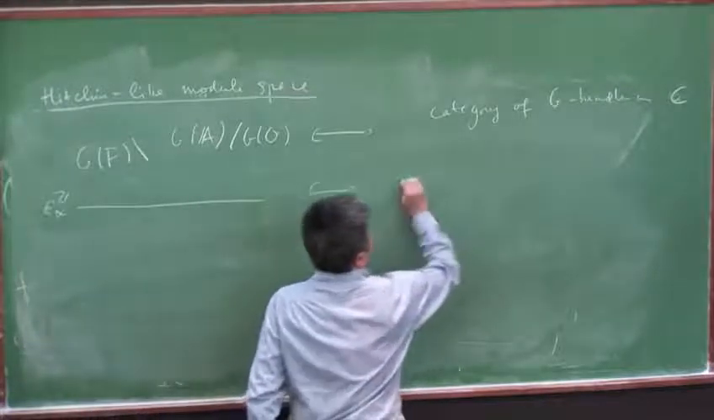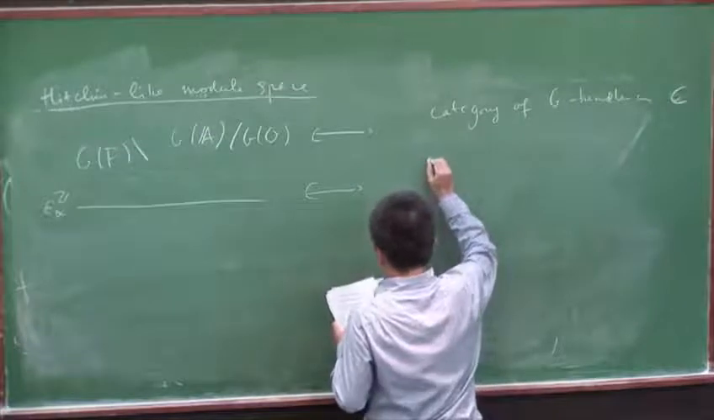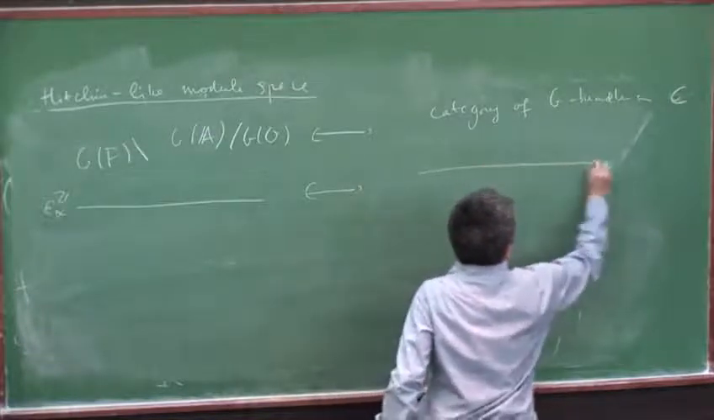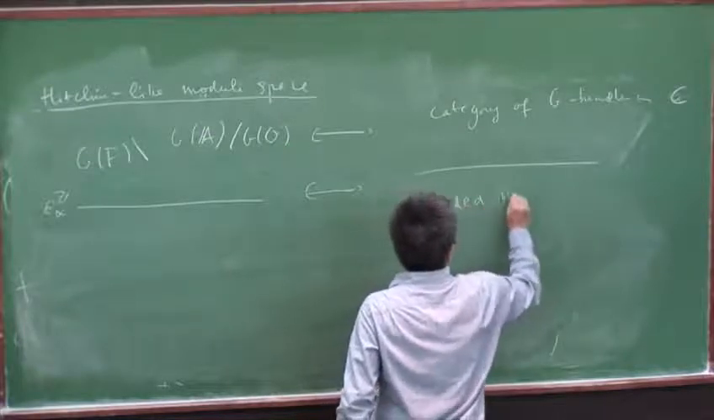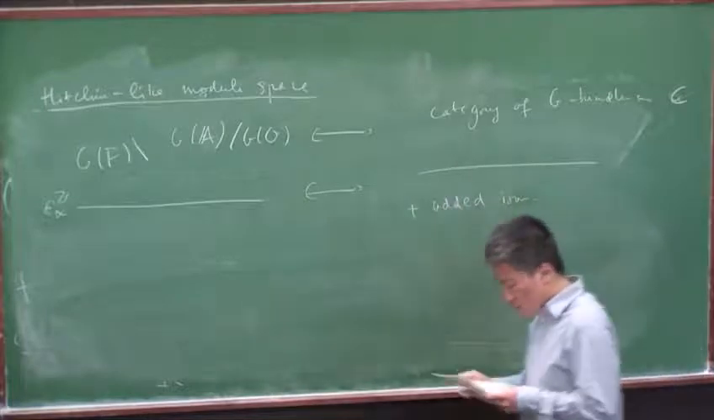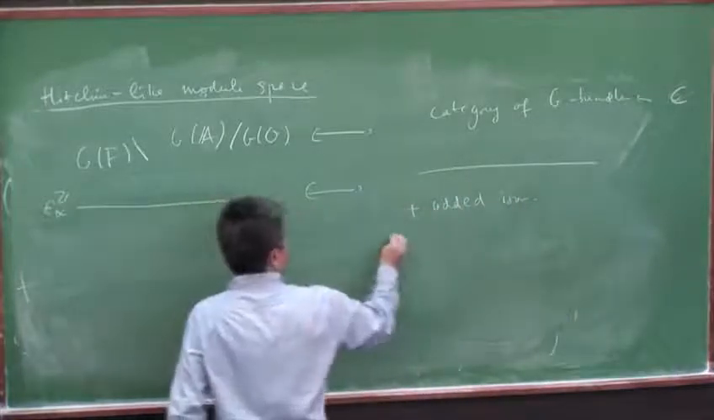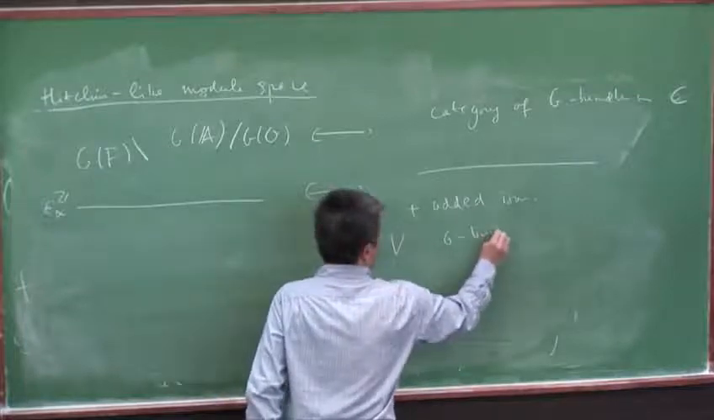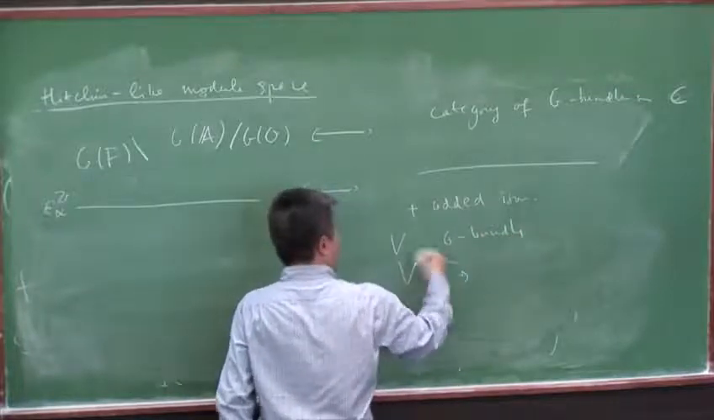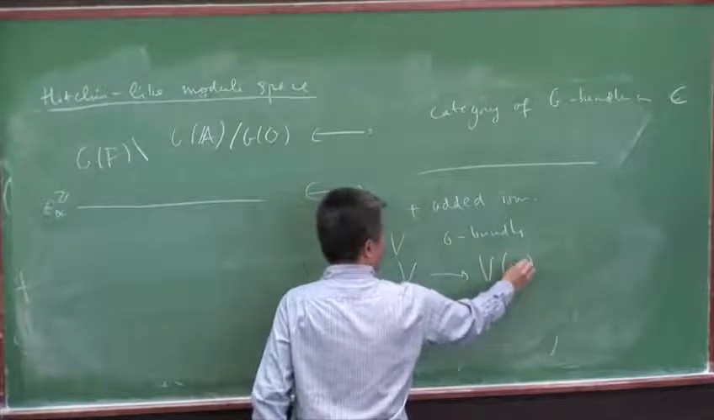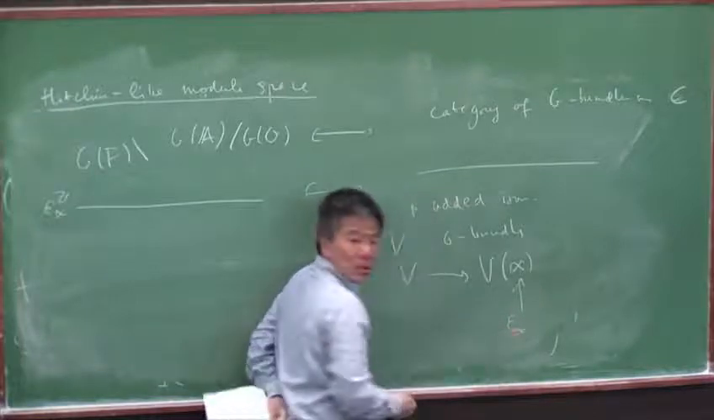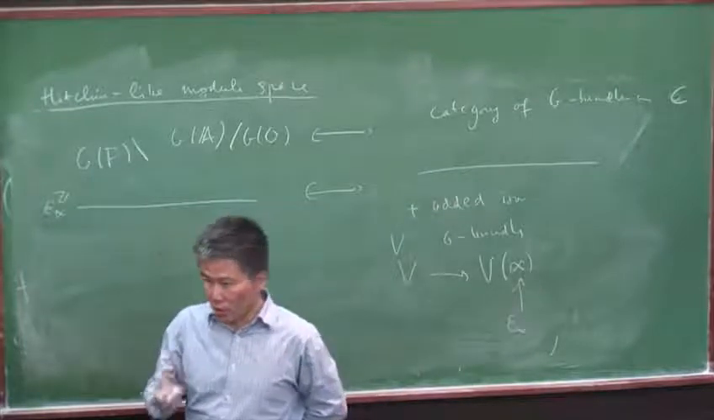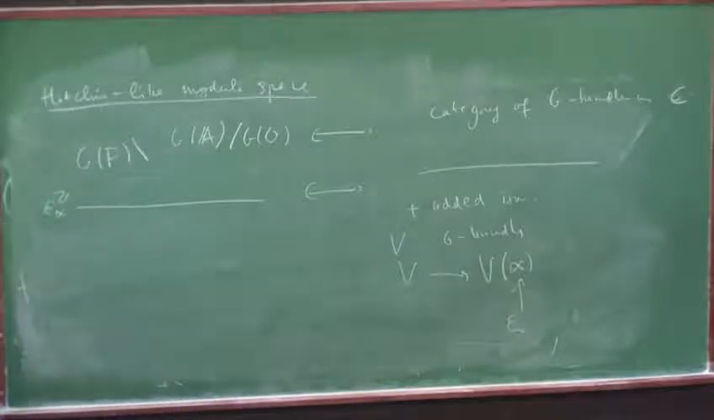So this is a bundle on C plus added isomorphisms. If V is a G-bundle, then I just add an isomorphism with V twisted at infinity. This is a twisting given by epsilon infinity. So I have a twisted bundle, and I just add this isomorphism. This is the same as the quotient by epsilon here.